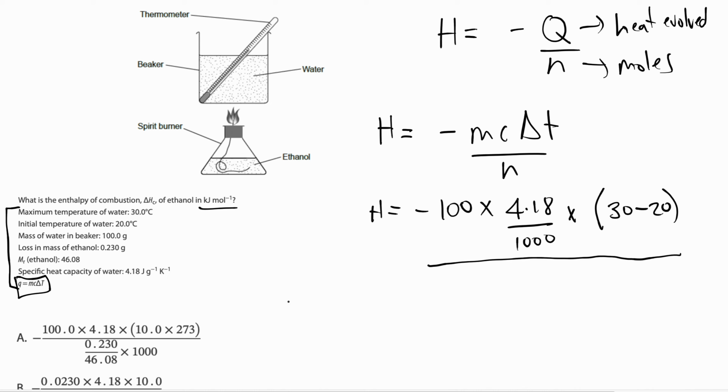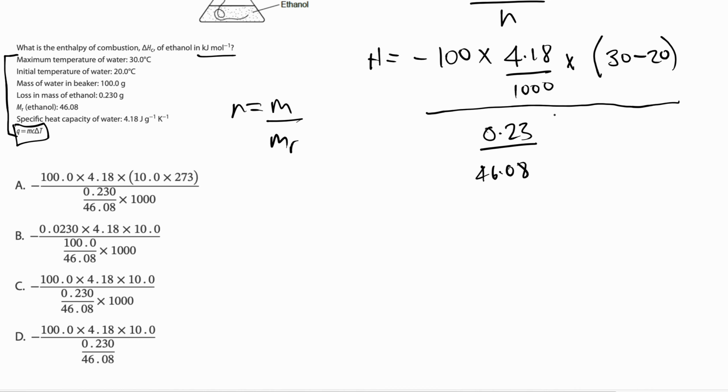And how do we calculate moles? N is equal to M by MR. M is the mass and MR is the molar mass. We know the mass of ethanol lost, which is 0.23. And we know the molar mass of ethanol, which is 46.08.